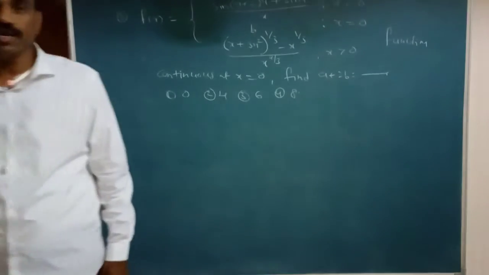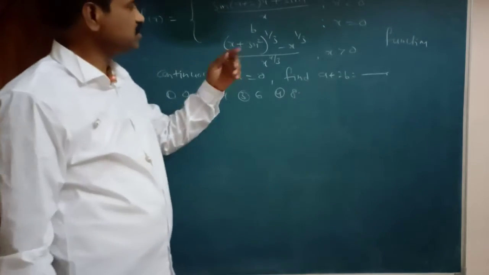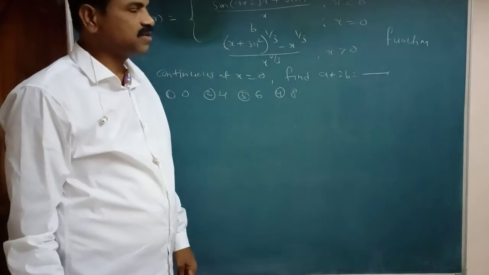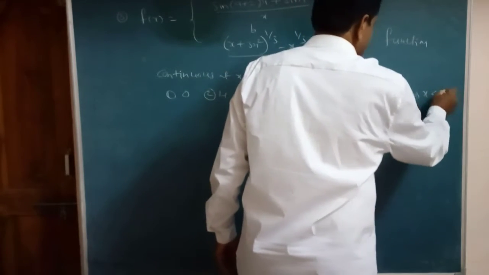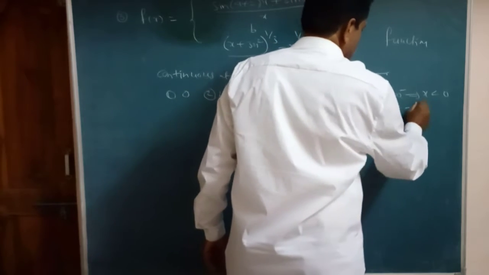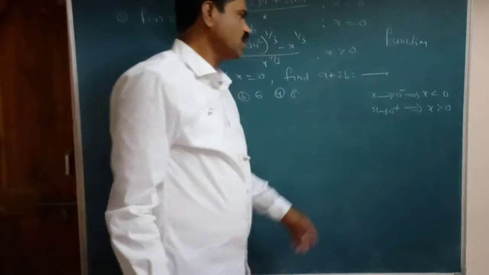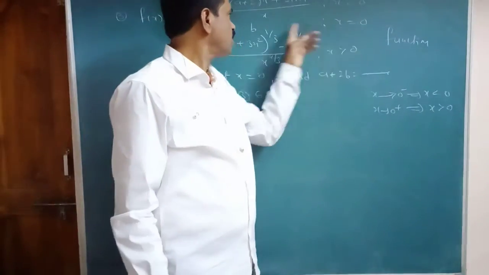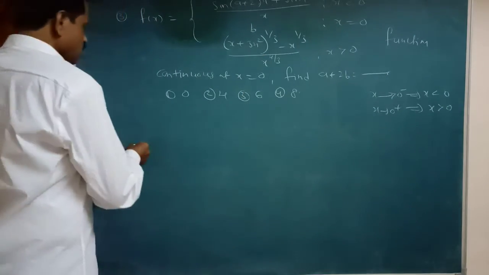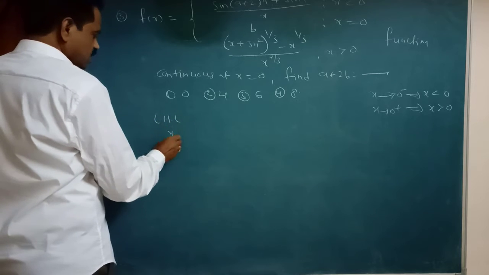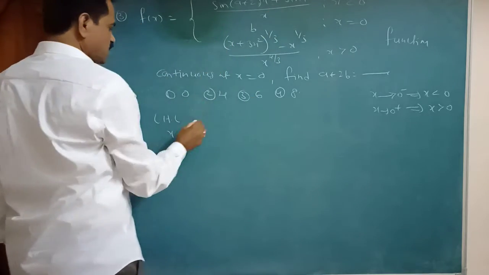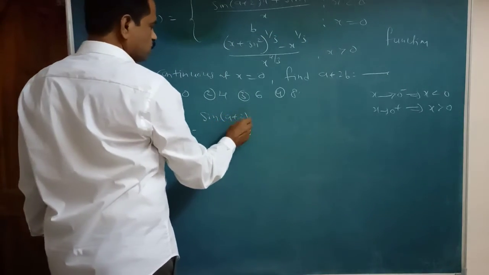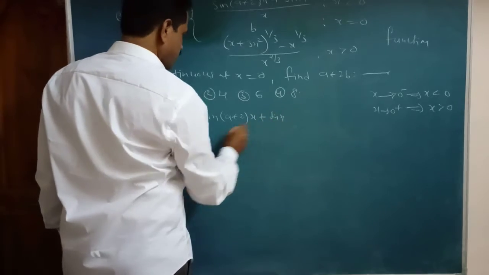So what is given here? It is continuous at x equal to 0, with x less than 0, x greater than 0, x equal to 0. We know that x tends to 0 minus is nothing but x less than 0, and x tends to 0 plus is nothing but x greater than 0. So LHL equal to RHL equal to f of 0, which is b. First we will find LHL, that is limit x tends to 0 minus. 0 minus means x less than 0. What is the function here? Sin of (a plus 2) into x plus sin x divided by x.